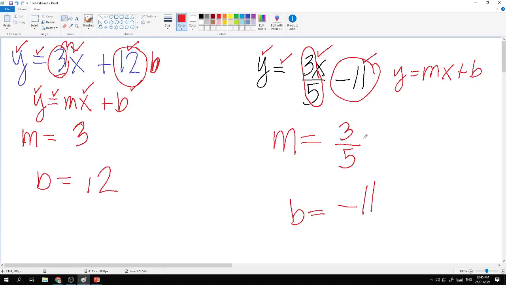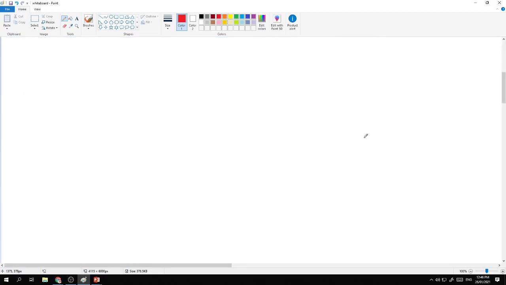In writing the slope, please do not write down the variable x. A slope is simply a constant. It's a number. It will not contain a variable. Okay? Let's have more examples on this. What if I'm going to have this one? 3x plus y equals 12.